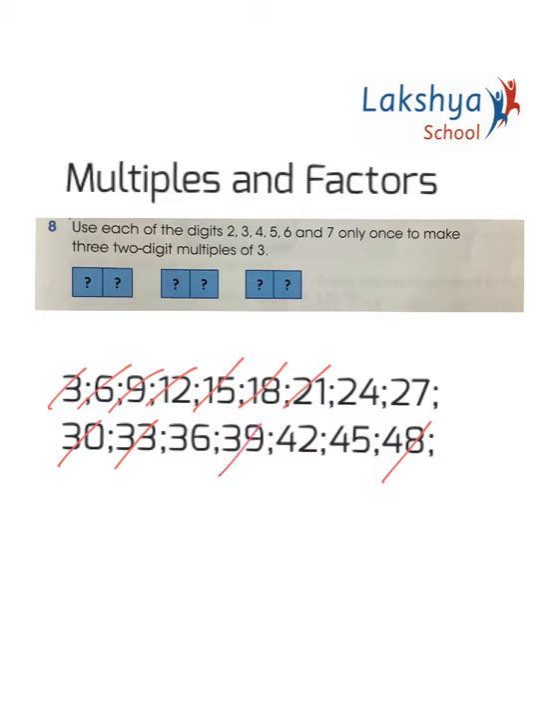So what would be the possible numbers? The possible numbers would be 24, 27, 36, 42, 45. When I choose only one digit at a time and complete the sequence, one of the methods would be 27, 36 and 45. You can write your own numbers also.